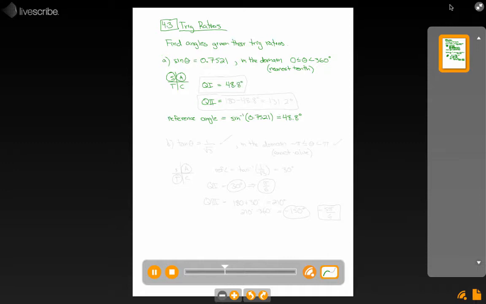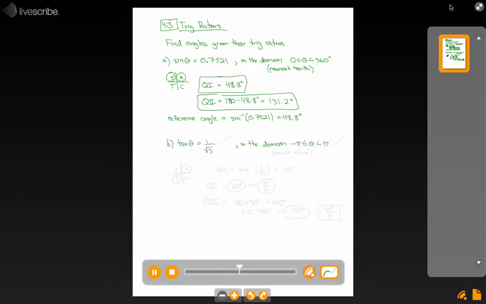There happens to also be another answer, which will be, what does 48.8 degrees in quadrant 2 look like? So I'm going to have to say 180 minus 48.8 degrees, which equals 131.2 degrees. So there are two answers. If I tried to find more, I'd find that they'd be outside of the domain of 0 to 360, and so I have two answers that I'll have to give to this question.